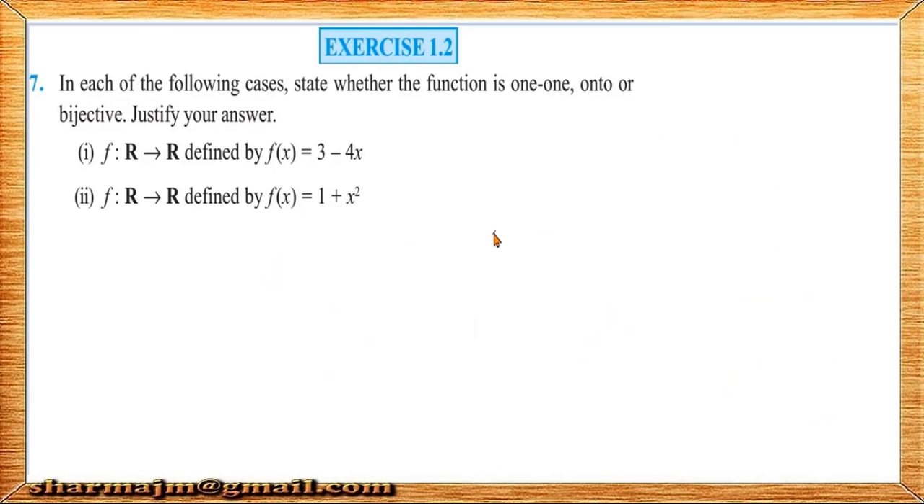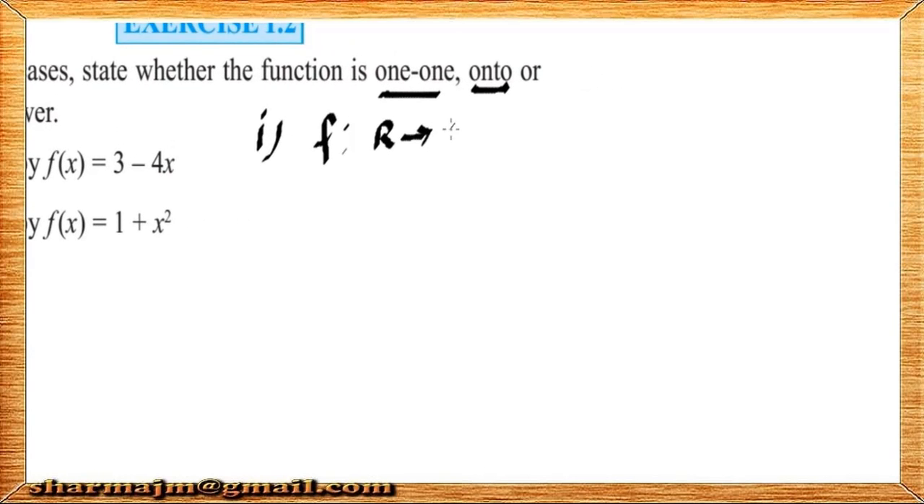Now question number 7. Here in each of the following cases state whether the function is 1-1, onto or bijective. Bijective means 1-1 and onto both. So let us see the first part. In the first part, f is a function from R to R such that f of x is equal to 3 minus 4x.